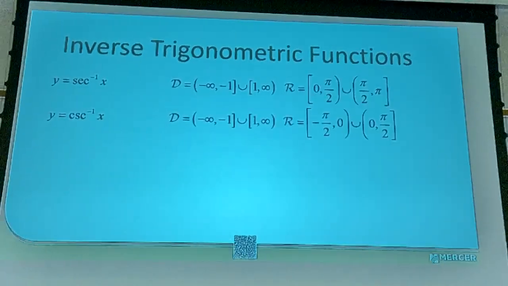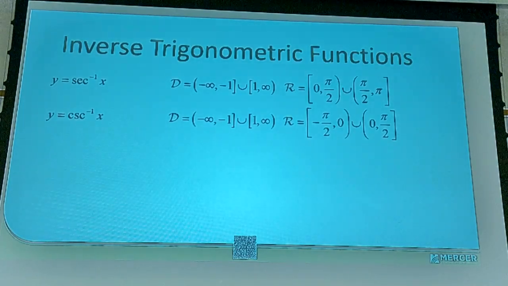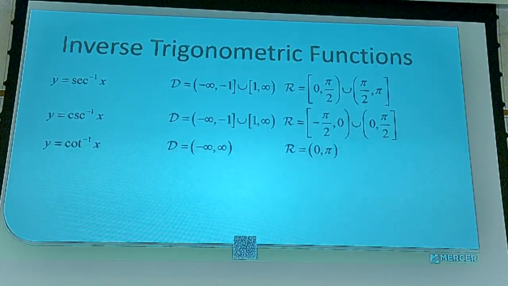The inverse cosecant has the same domain. Cosecant is 1 over sine, so we're going to use the same portion of the unit circle, the right half, and then take out wherever sine is 0. So the range of the inverse cosecant is minus pi over 2 to pi over 2, taking out 0. And then finally, you have the inverse cotangent, whose domain is all real numbers, and range is the open interval 0 to pi.